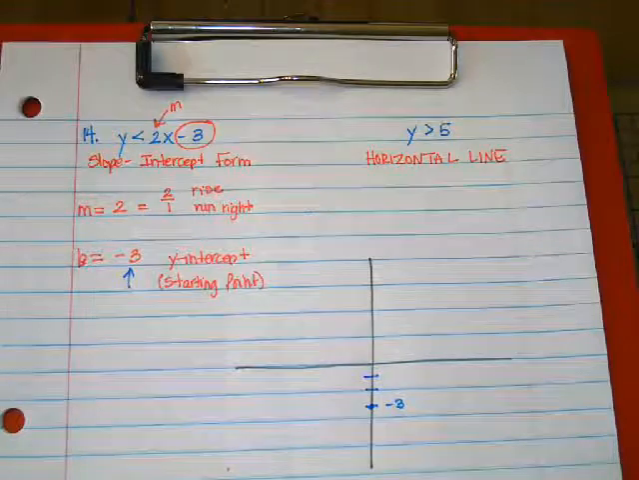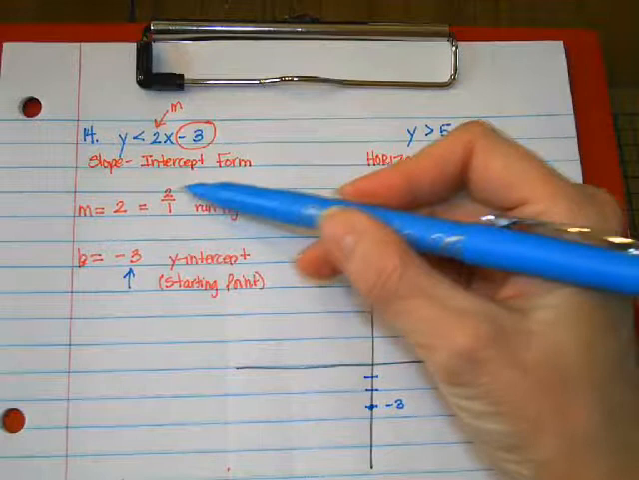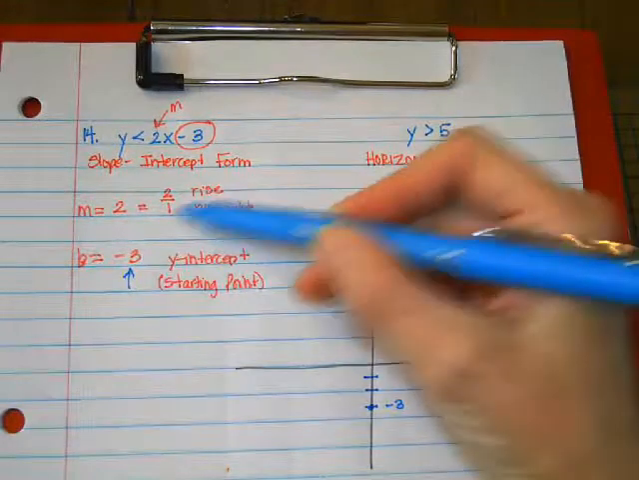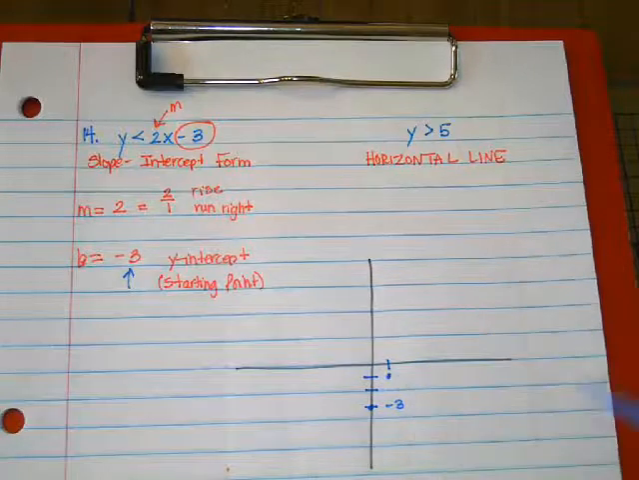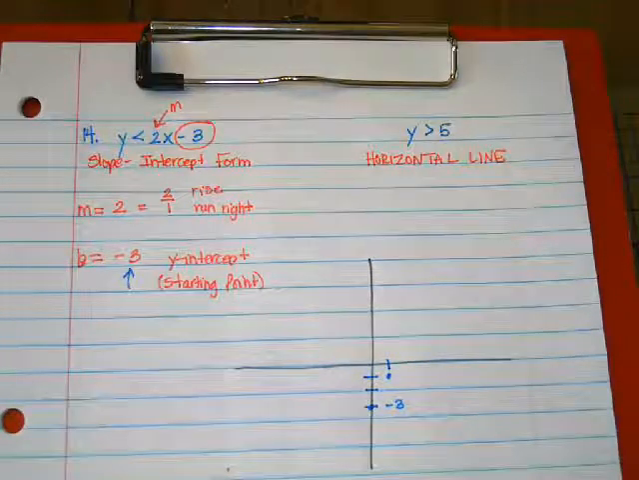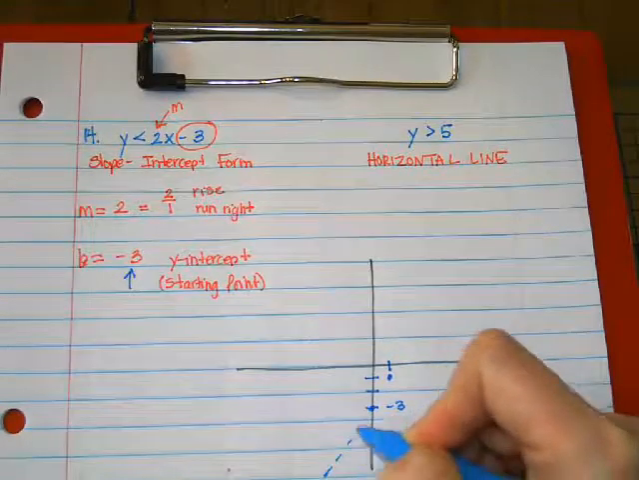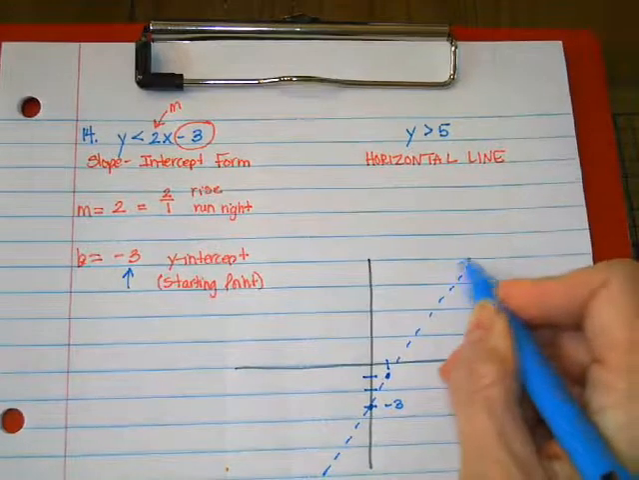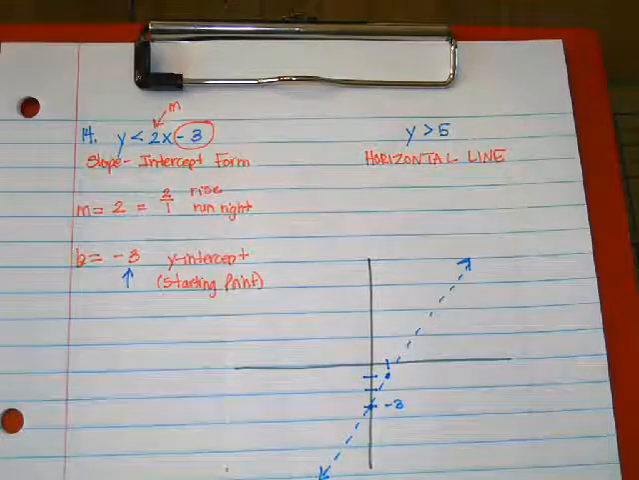So from there, Angel, what do I do now? Correct. We're going to use our slope. So we're going to rise 2 and run right 1. So rise 2, 1, 2, and then run right 1. Will my line be solid or dotted, Angel? Correct. I'm going to make a dotted line, and she said we make that dotted line because why, Angel? Correct. There is no equal to bar underneath our inequality.